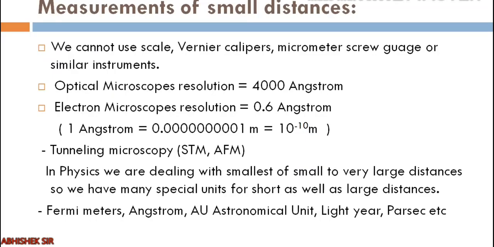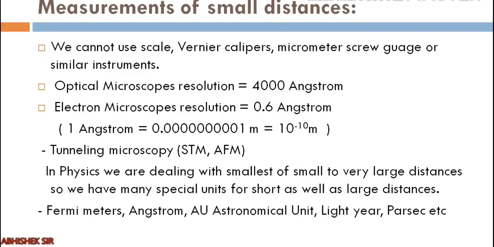Optical microscope can measure up to 4000 angstrom. Now below I have written the relation between angstrom and meter. 1 angstrom equals 10 raised to minus 10 meter. Okay. So imagine how small it will be. So optical microscope can measure up to 4000 angstrom.